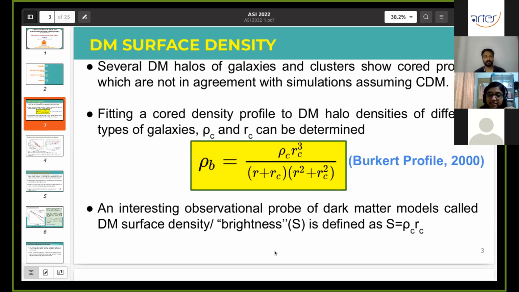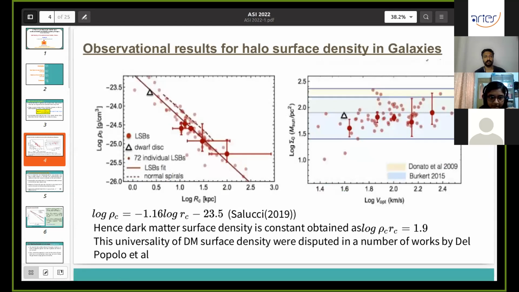They said that this particular quantity is constant and universal for a wide range of galaxies, irrespective of the mass, spectral type, etc. So here are the scaling relations observed for halo surface densities in galaxies. They found that this halo surface density is about 1.9, which is a constant in the case of galaxies.